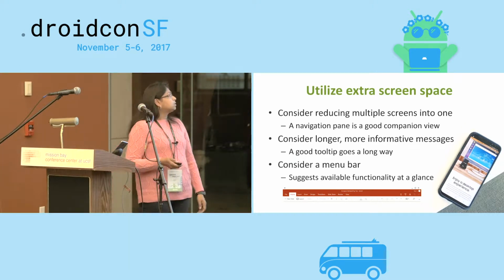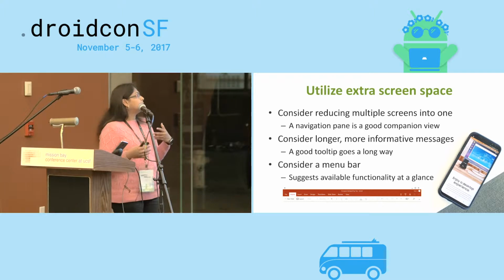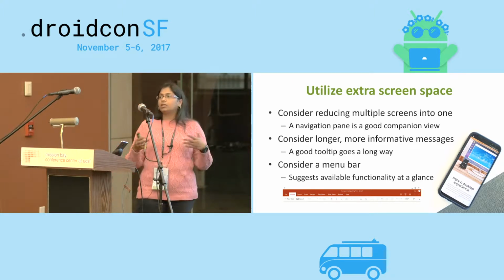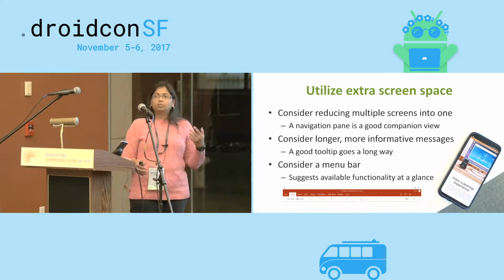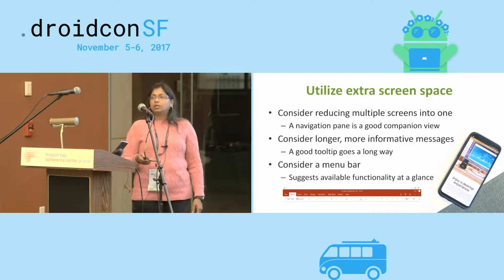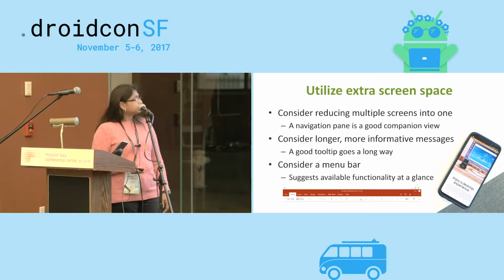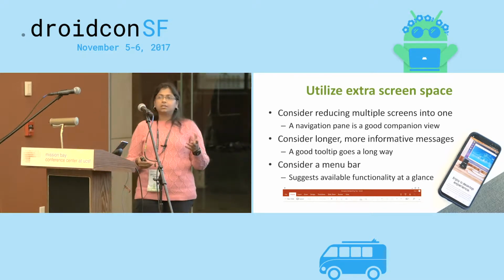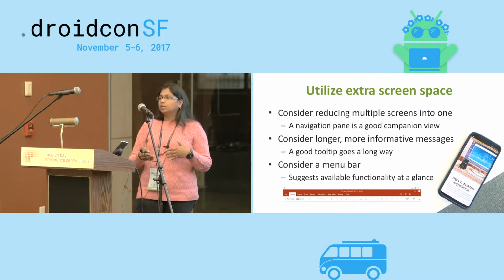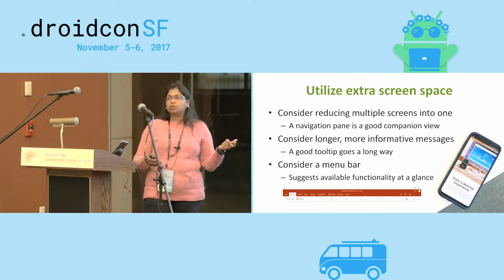So another good way is to consider using a menu bar. It gives you contextual information about all the functionality that is available in your application. The menu bar is one of the best tools that you can use to make your app compatible in the desktop mode. If your app is already compatible with tablet mode, then it is most likely that it will run better in the desktop mode as well.